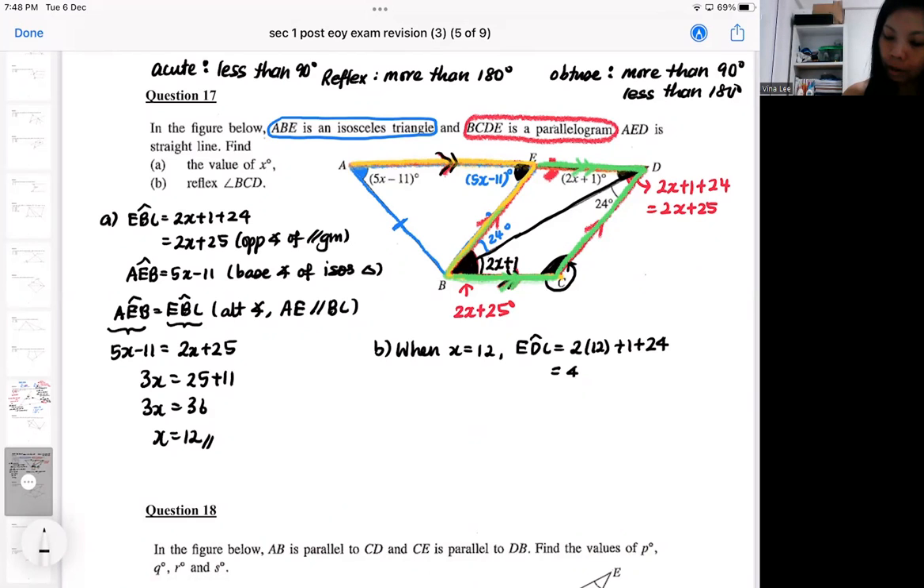So I'll get a 49. Then I can use the 49. So this whole thing is going to be a 49. And using the 49, I can find BCD. So I can find my obtuse BCD, which is 180 minus 49.